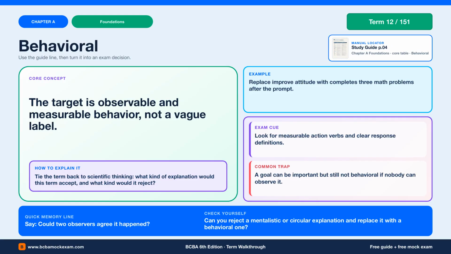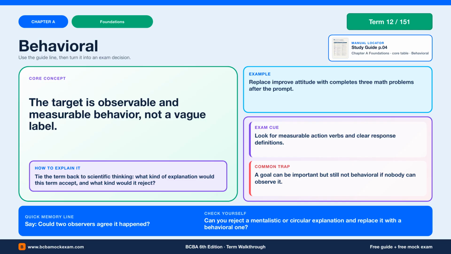Behavioral. Behavioral means the target is observable and measurable. A goal like improve attitude is not behavioral enough. A goal like completes 3 math problems after the instruction is observable. The exam cue is measurable action verbs and clear response definitions. The trap is a goal that sounds important but cannot be observed reliably. Ask yourself, could 2 observers agree that it happened?